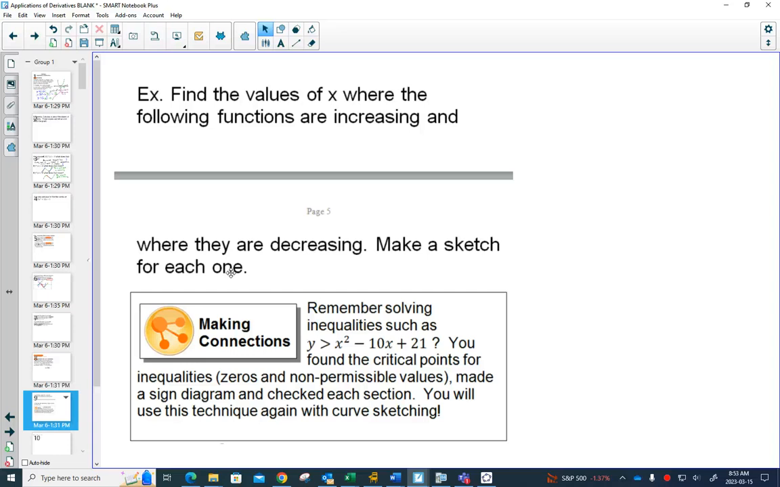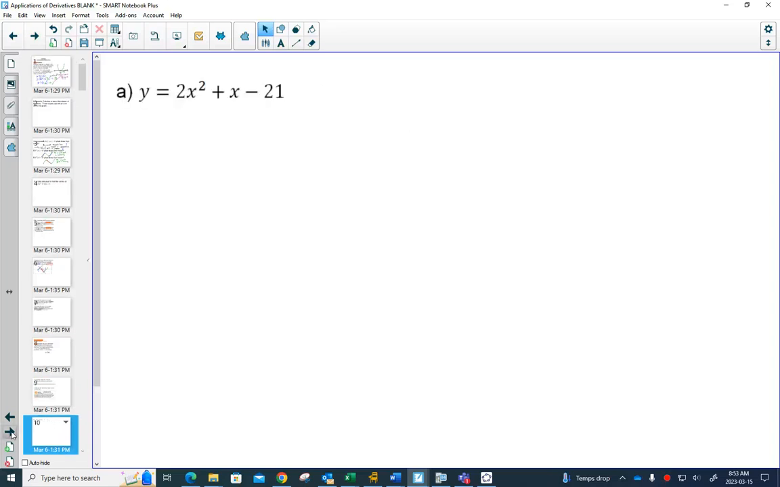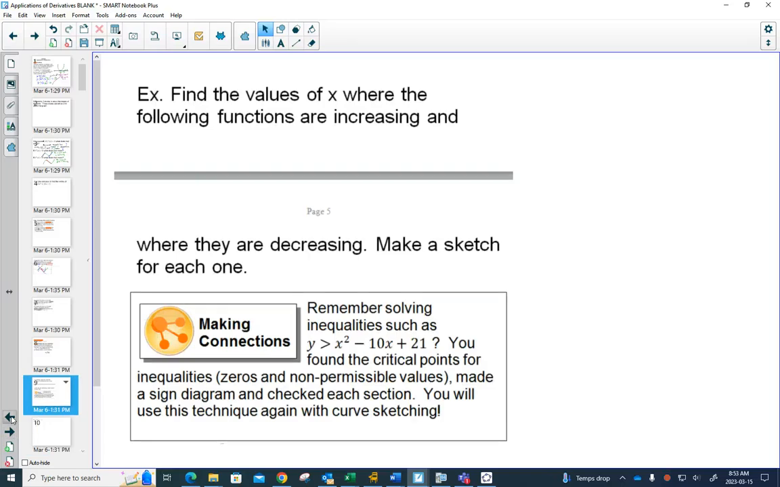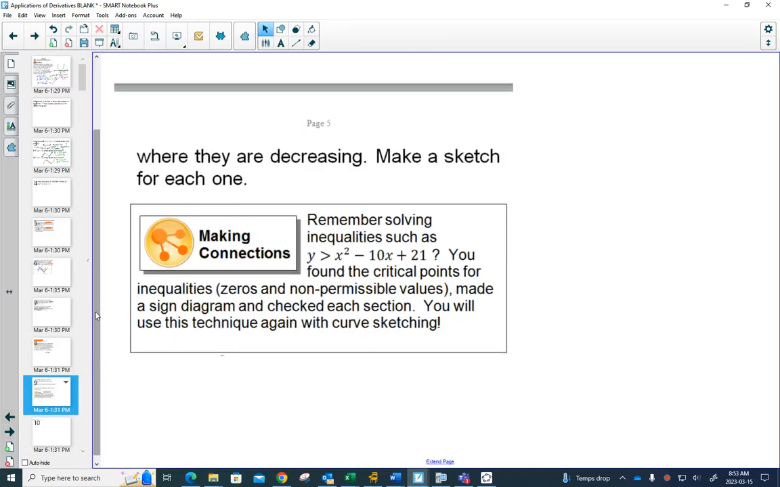So we're going to graph a bunch of things and see how we can use our derivative to help us find that. The first one is 2x squared plus x minus 21. And here is a little connection. If you can remember things in the past that you've done in mathematics and why you did them, sometimes they come back and they help you learn something else that's new. I don't know if you remember solving inequalities. So for example, here, we'll even put it as 0. Do you remember solving this?